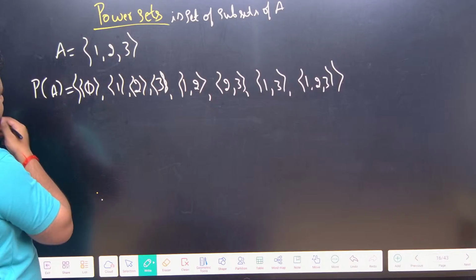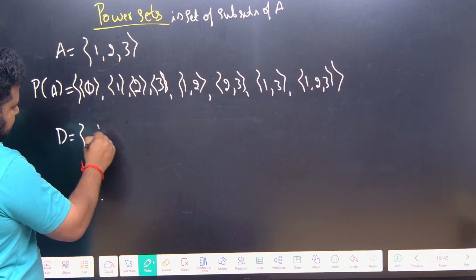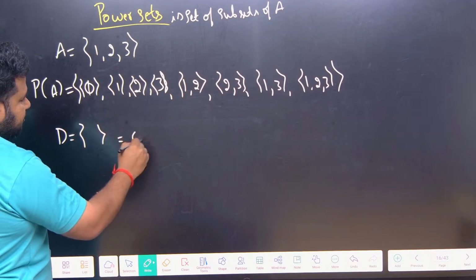If they ask, suppose there is a set D, and it is a null set. That means it has no elements.